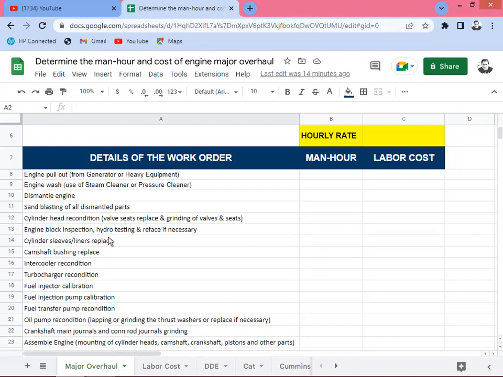The mechanic might be doing hydro testing and refacing if necessary. It's going to be sent to the machine shop for refacing of the engine block. Then cylinder sleeves, liners replacement, depending on the engine. The engine could be a Detroit Diesel engine, which is a two-stroke cycle engine, or a Cummins engine, which is a four-stroke, or a Caterpillar, which is also a four-stroke cycle engine.